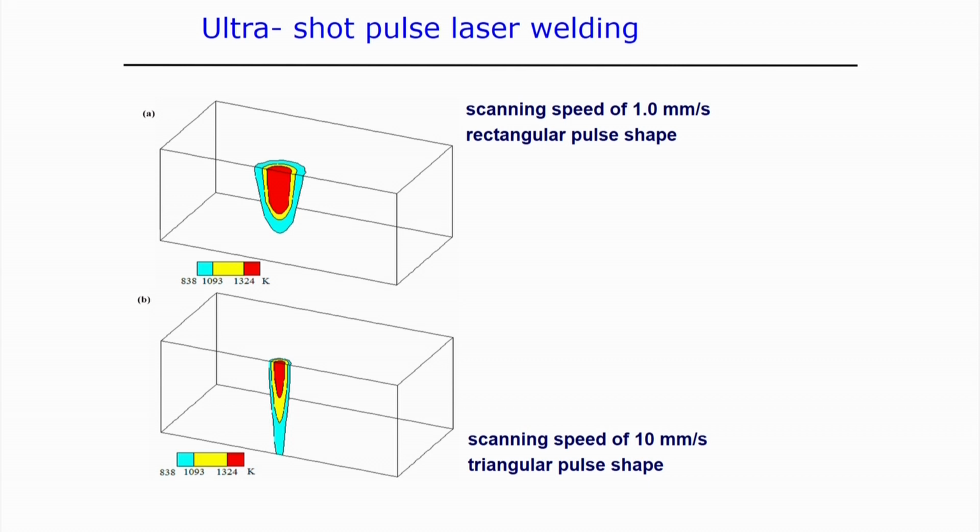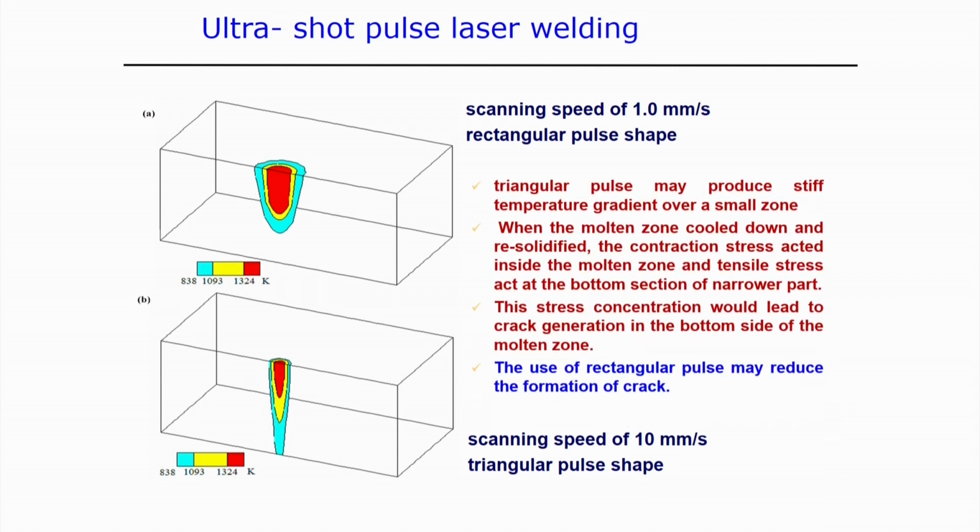One case is the scanning speed, that means laser moving speed, is 1 millimeter per second, but in that case we consider the rectangular shape of the pulse. In another case the scanning speed is 10 millimeter per second, but in this case the triangular shape of the pulse has been used. Now, you can see there is a huge difference in the time temperature profile at the two different shapes of the pulse, but the triangular pulse is probably producing a more steep temperature gradient as compared to the rectangular pulse.